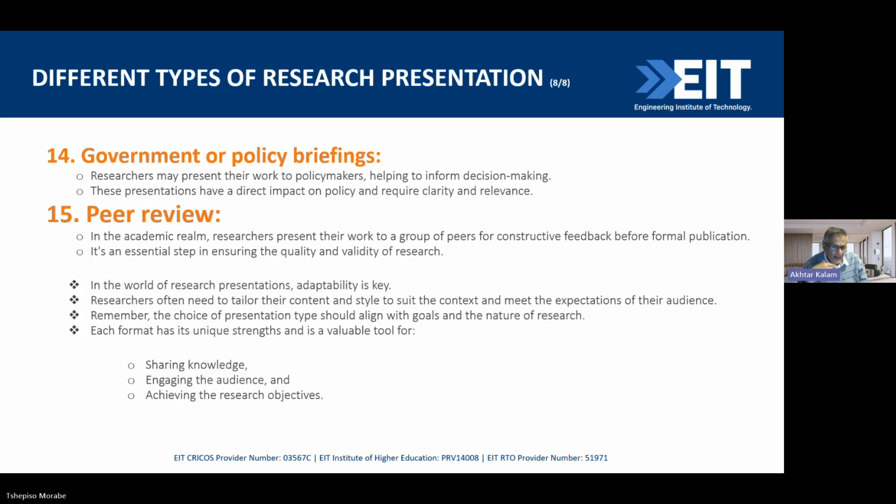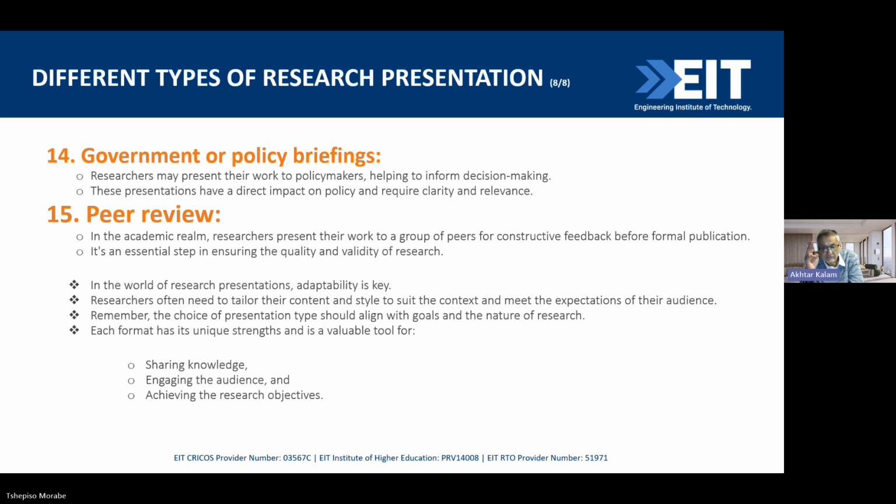And then there are government or policy briefings. You might put your presentation to policymakers, because that's where the decision making is going to take place. Look, it takes three to tango. It is you as a researcher, the industry, the collaborator, and the government, and they are all one third. So remember, all three have to tango together.